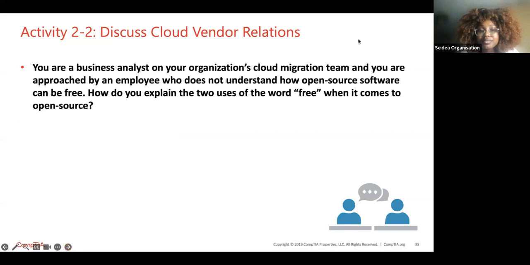Now, the second question: you are a business analyst. How do you explain the two uses of the word free when it comes to open source, especially if you're talking to someone from a non-technical background? Does anyone have thoughts on what the answer might be? Francis, I see you have your hand up.